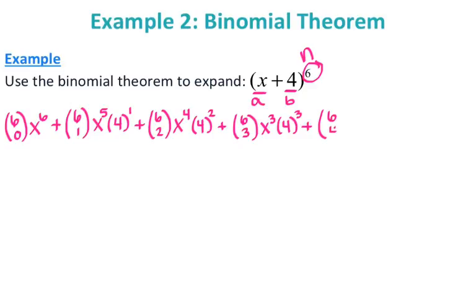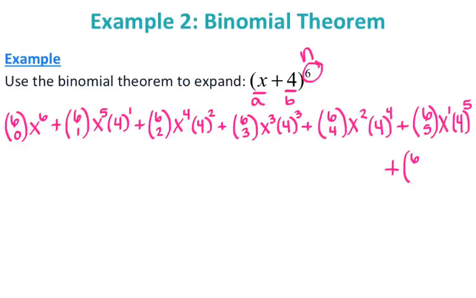So that's 6 choose 4, x to the 2nd, 4 to the 4th, plus 6 choose 5, x to the 1st, 4 to the 5th, and then finally, and I ran out of space. I was hoping I was writing small enough that I wouldn't run out of space. But finally, I have 6 choose 6, and then for my next one, it would be x to the 0, so there is no x because that would just be 1. And then 4 to the 6th.